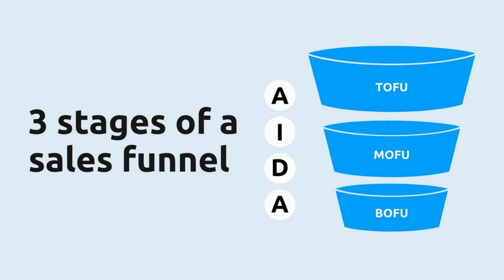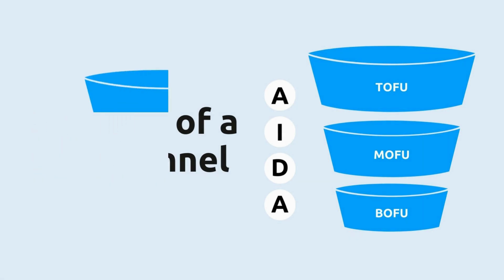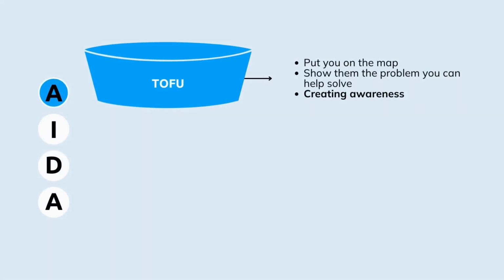So, the first one is the TOFU stage or top of the funnel. This is the widest part of the funnel and it acts as your business's grand entrance. This is where you greet people, this is where you showcase what your business is about, what your product is about. The goal for this part of the funnel is basically to put you on the map. So get people to know you exist, show them the problem you can help solve and how your solution is uniquely fitted to their needs.